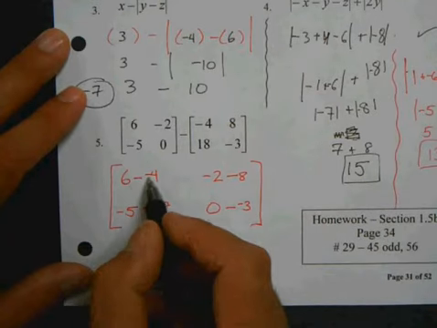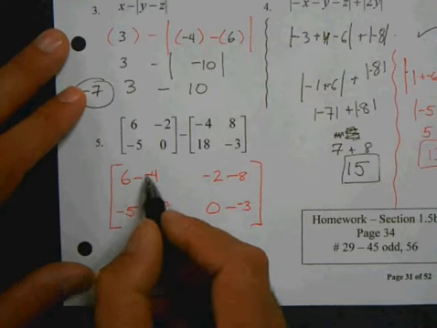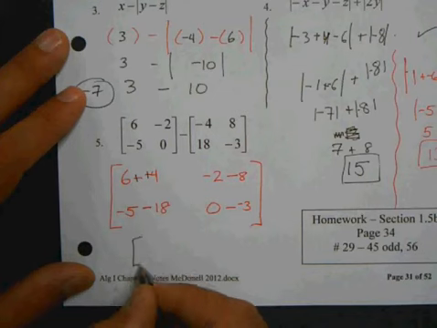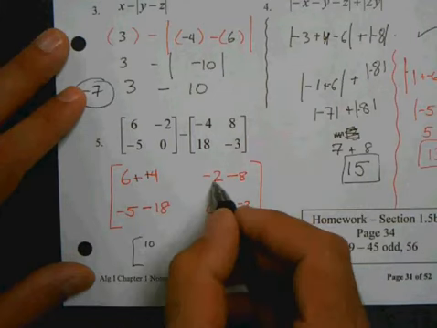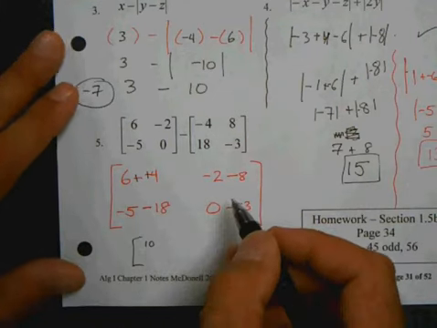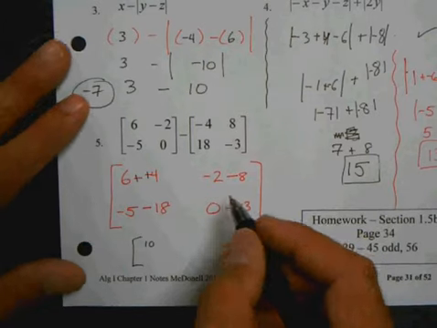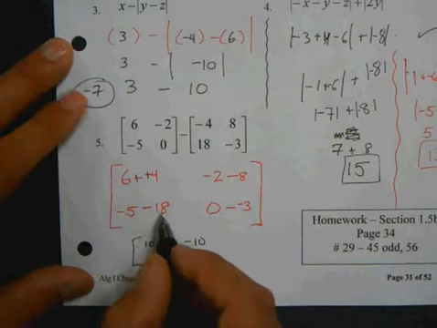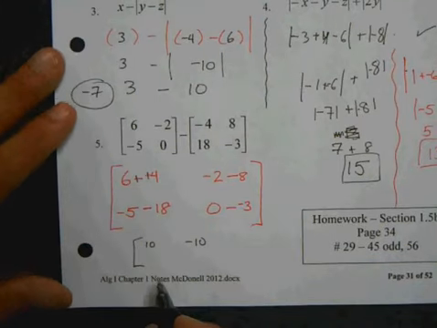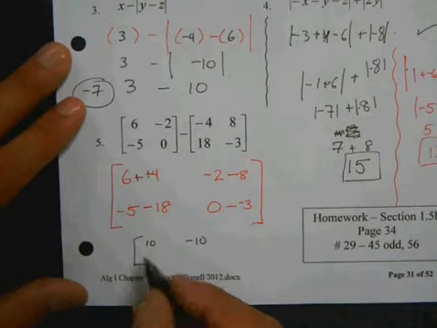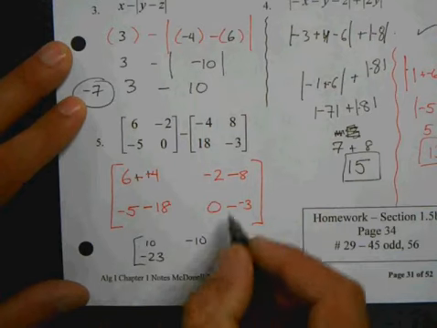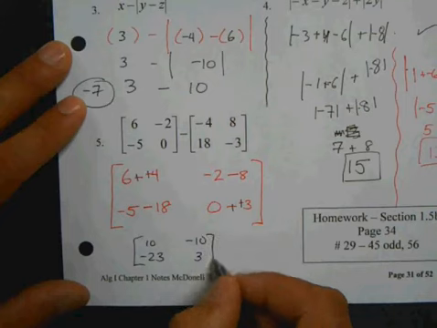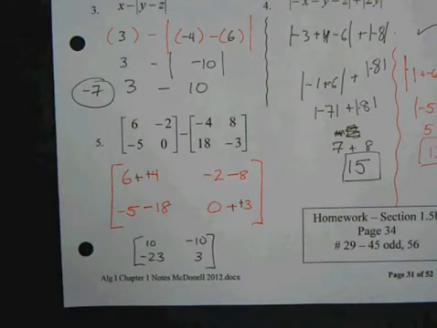Minus a minus becomes what here? A plus, right? So 6 plus 4 is 10. Negative 2 minus 8. Negative 10. Thank you, Allison. Negative 5 minus 18. I heard negative, how much, Aiden? 23. Good. And 0 minus a minus 3. That's easy. I'll do that one. That's a 3. So this is a final matrix.